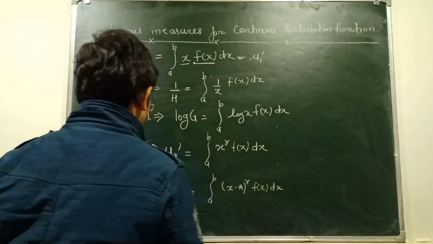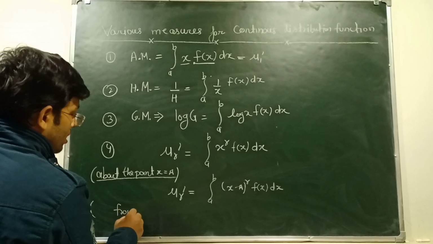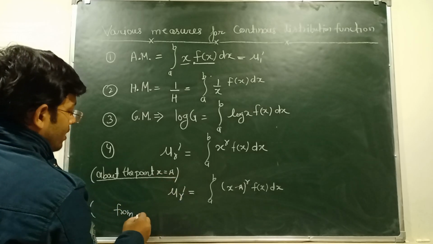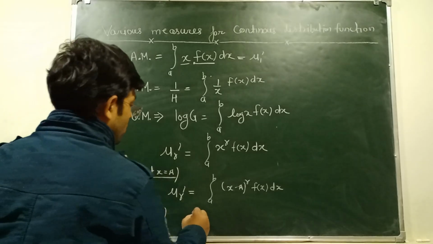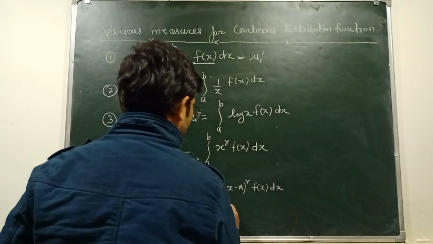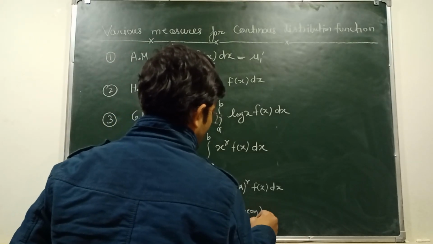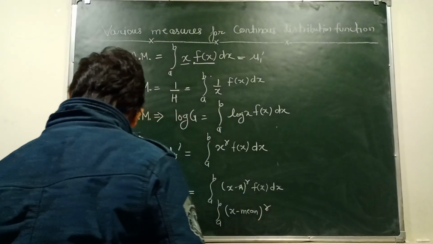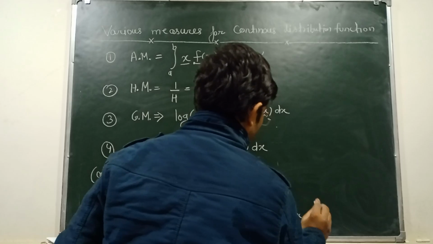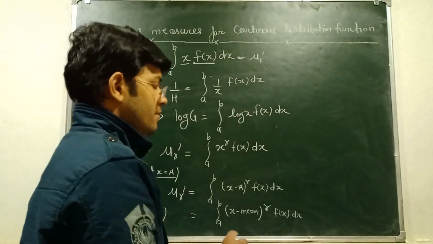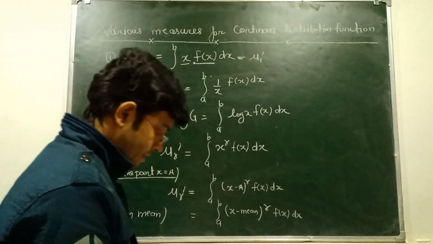Now we want to find it from the mean. The previous one was from the point A, and this is from the mean. So we can write the integral from a to b of (x minus mean) to the power r times f(x) dx. So this is the value from the point and this is the value from the mean.